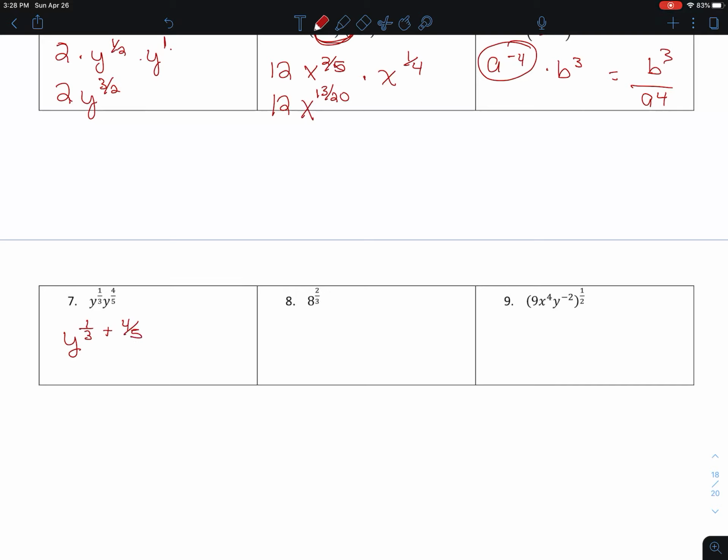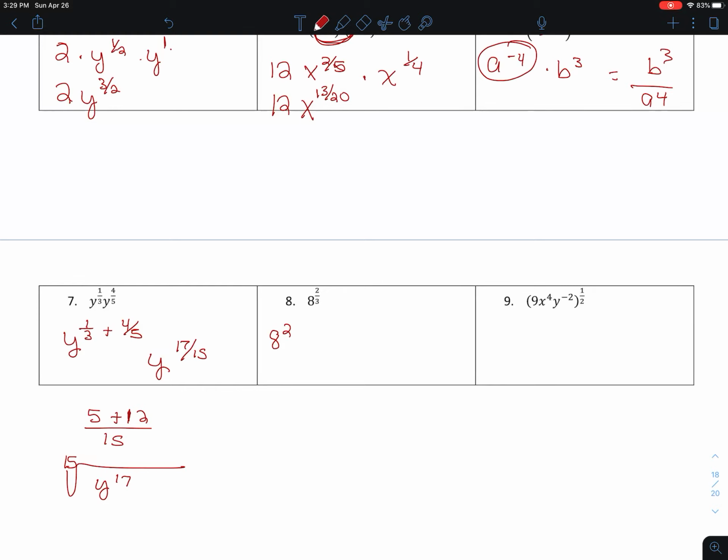And I have no idea what that is, but let's see. I get 5 plus 12 over 15. So 17/15. So this is y to the 17/15. And yes, I could write that. If I wanted to be fancy, I could write the 15th root here and then y to the 17th. I could do that. Once again, I think it's easier. You could do these either way.